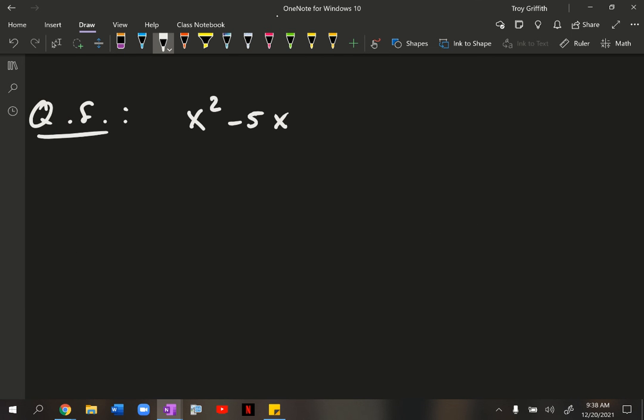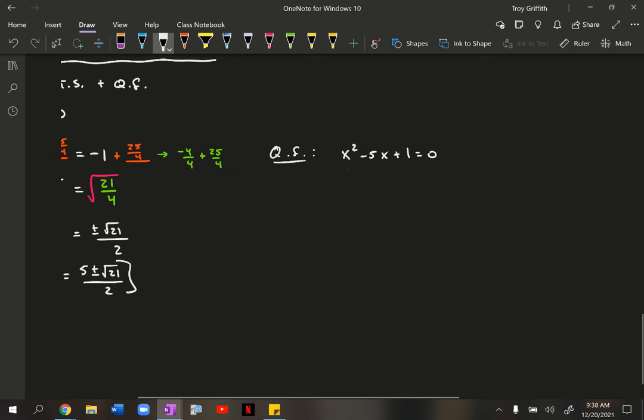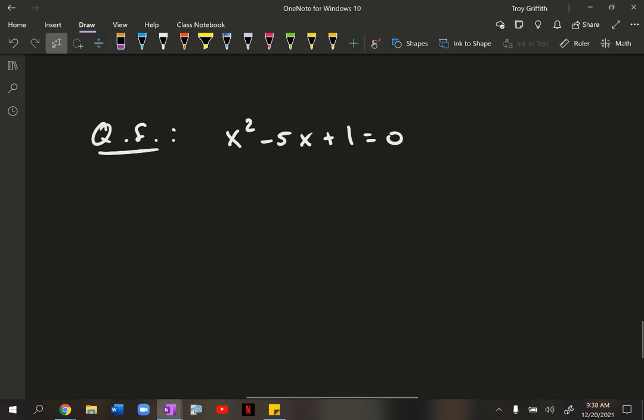Here's my equation. We already noted, hey, we can't factor this one. We just solved it with completing the square. It was a little tricky because I had to use a fraction. Let's try quadratic formula. Let's see what we get. So x equals negative b. Let's write these down here. A is 1. B is negative 5. C is 1.